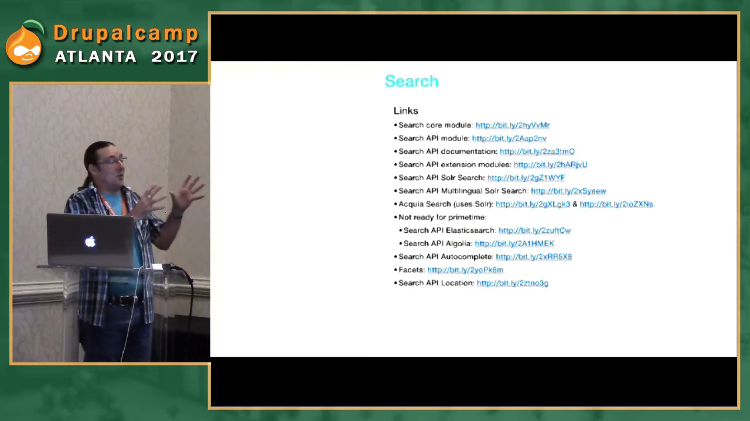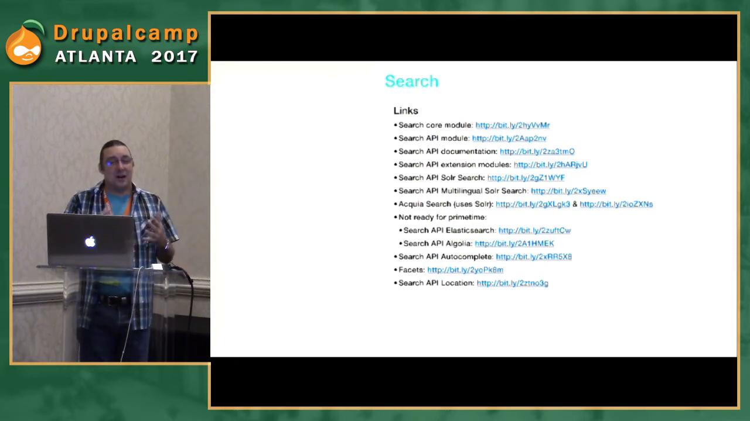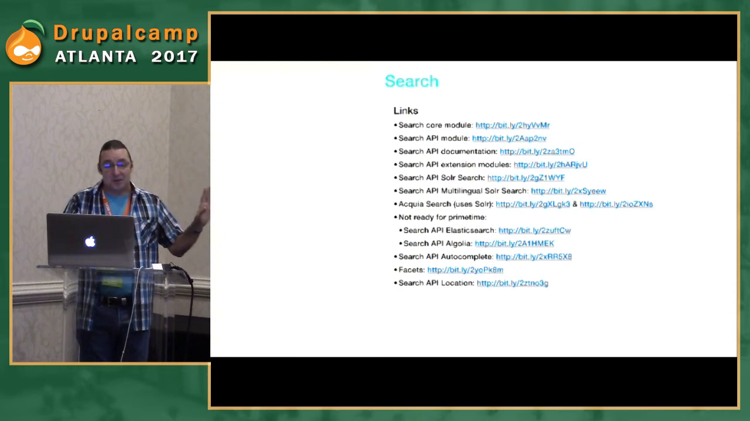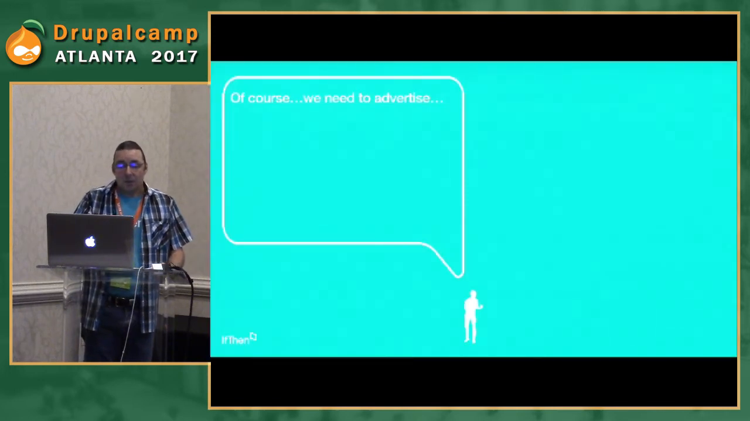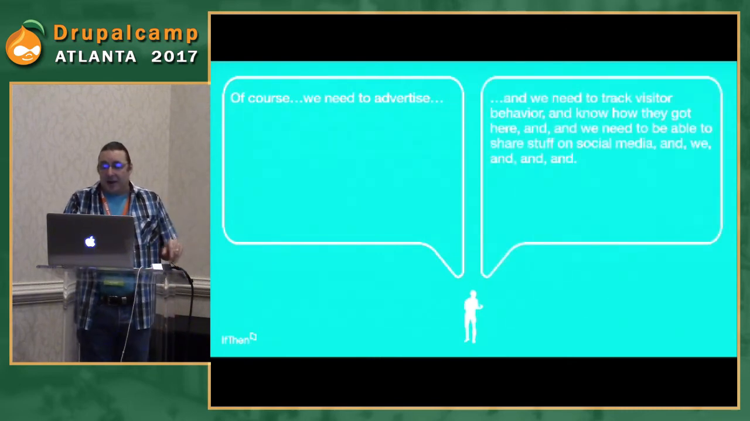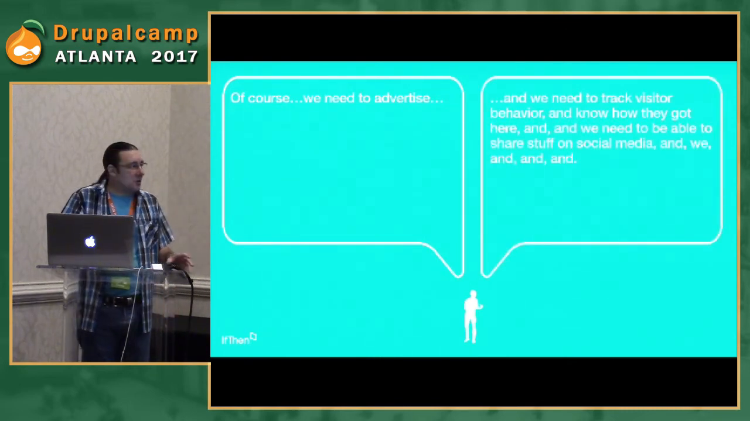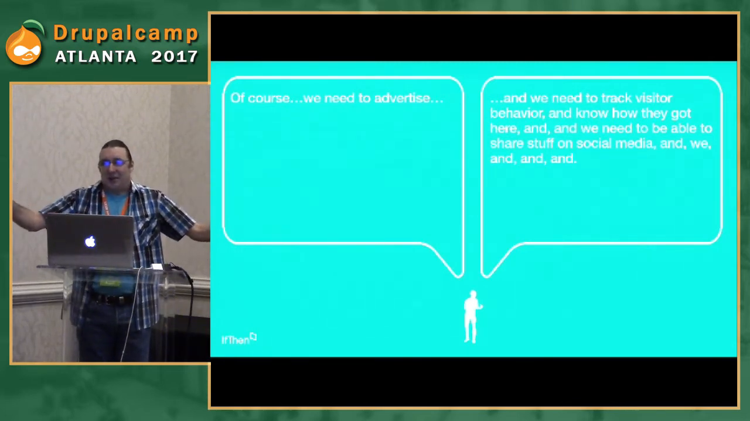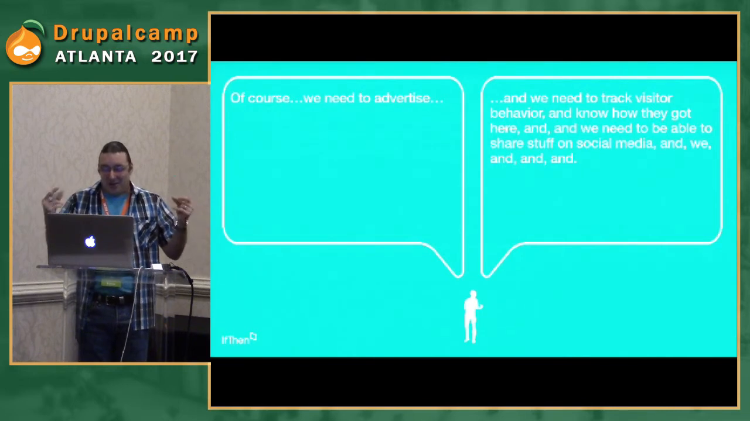So you can, just based on the list of links that we have after every one, see there's a lot of pieces that go into this, and scratching the surface makes it sound like it's super simple, but it's pretty complicated, yet very capable to do the things that we're being asked to do. Of course, we need to advertise, and we need to track visitor behavior and how they got here and how they share stuff on social media, and you get clients very excited and they start having requirements that are coming out.